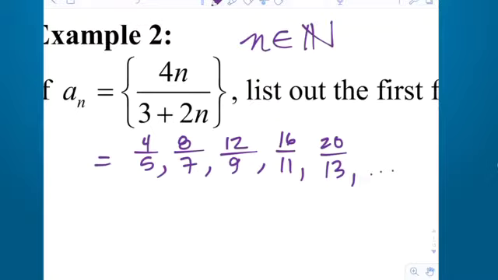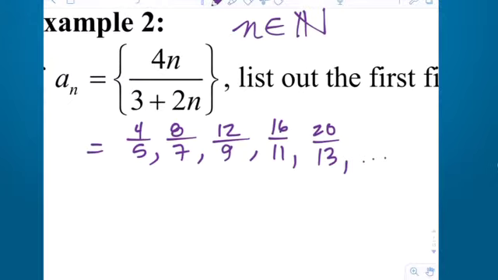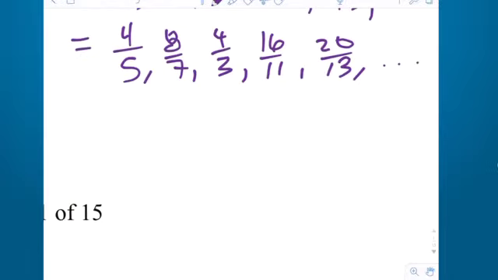So the Holy Grail would be to find an explicit formula, which is what we started with, to generate it. Now if you want to simplify that, feel free. 4/5, 8/7, 12/9 simplifies to 4/3, 16/11, and 20/13. If I gave you something like this to start with and asked you to find the explicit formula that generates the terms, that would be a much more difficult task. Okay? It's made even more difficult by the fact that the third term is now simplified.